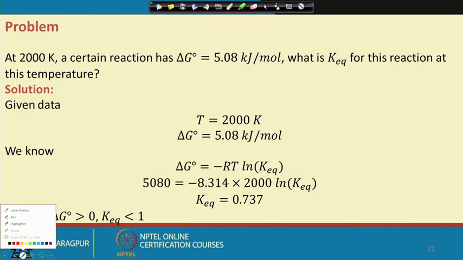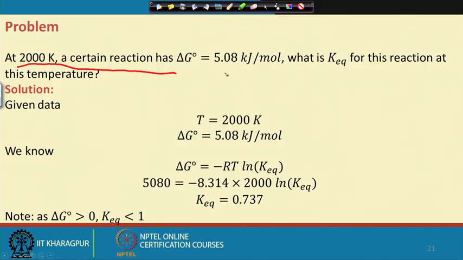Now, this is a problem that gives you some idea of how we can find the equilibrium constant of a reaction with the help of free energy change. The problem says that at 200 Kelvin a certain reaction has del G of 5.08 kilojoules per mole. What is the equilibrium constant for this reaction at this temperature? As I told you previously, this correlation helps you find the equilibrium constant.